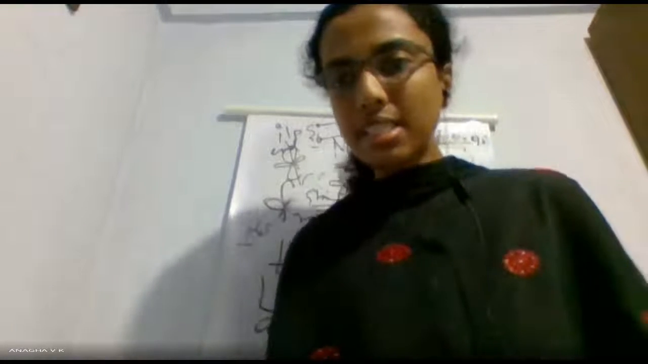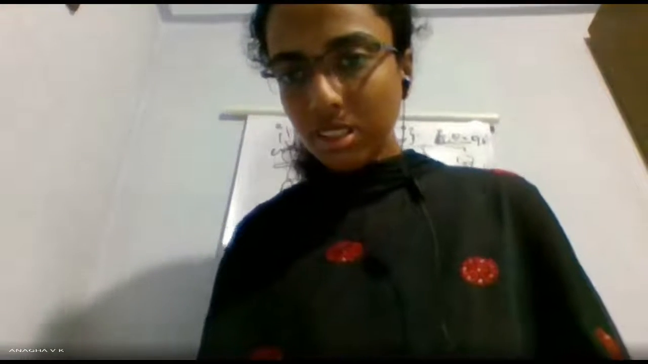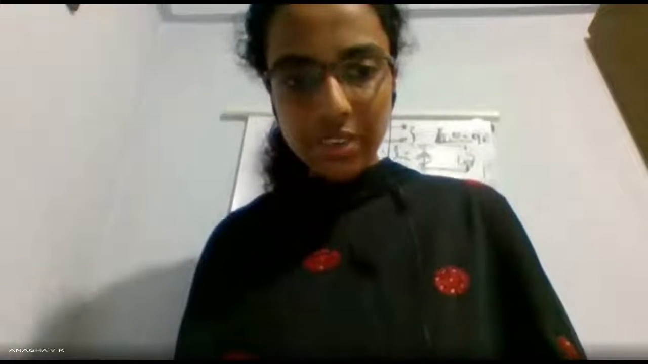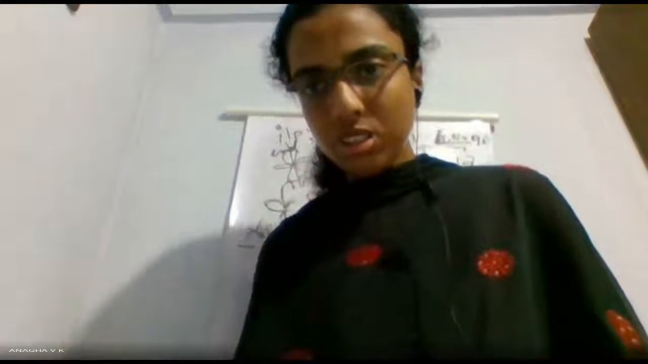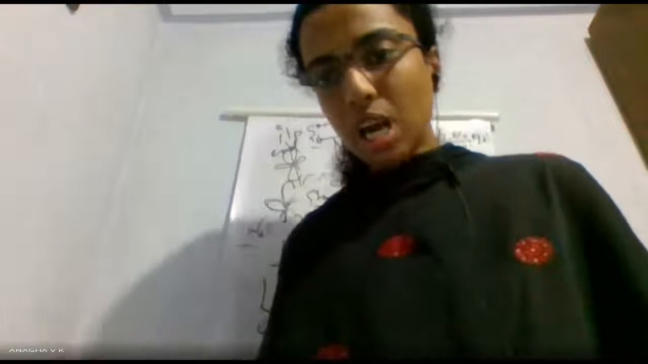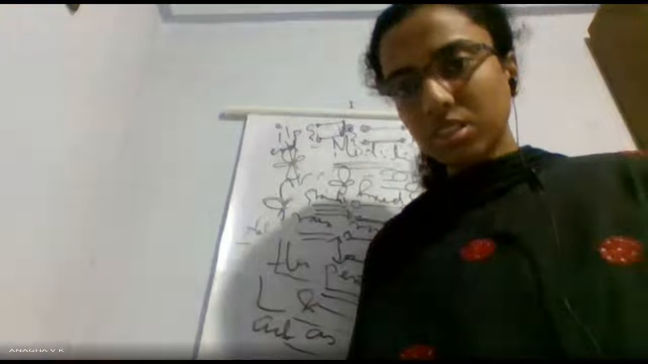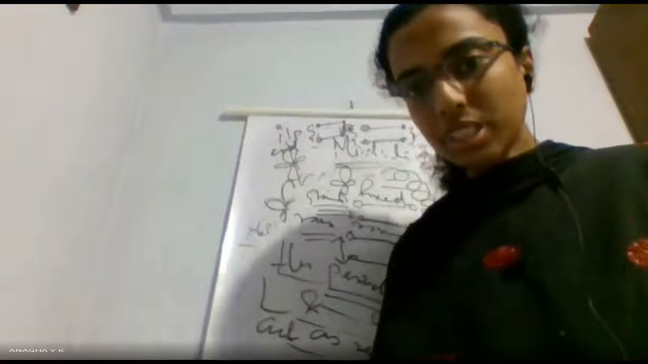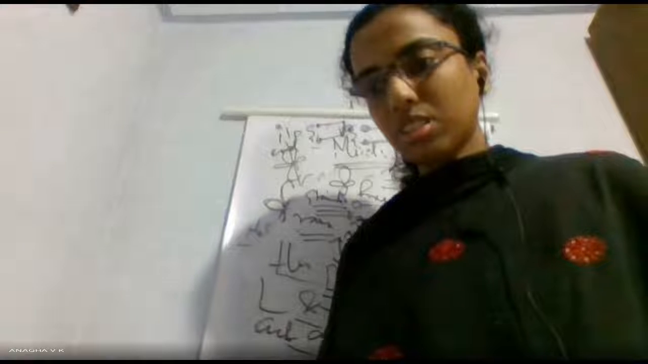So absent is 7 and 20. Okay. 7 and 20 are the absentees? Okay.